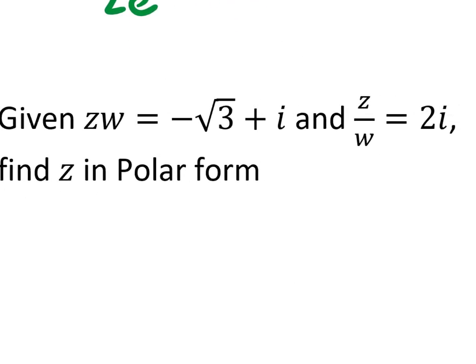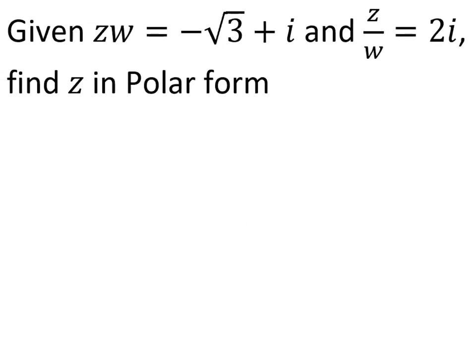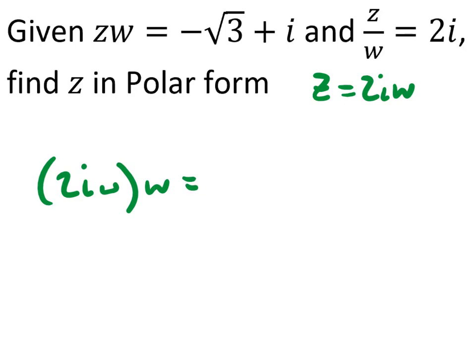This one here, now don't let your brain switch off just because it's complex numbers. You think, oh, this must be incredibly hard. We're not going to be able to just type this into the calculator. This is simultaneous equations. How do you do simultaneous equations? You take the easier equation and substitute it into the harder one. In this case, the easier one is here. z is equal to 2iw. Now I can substitute that into here. So z was 2iw times w equals -√3 plus i.